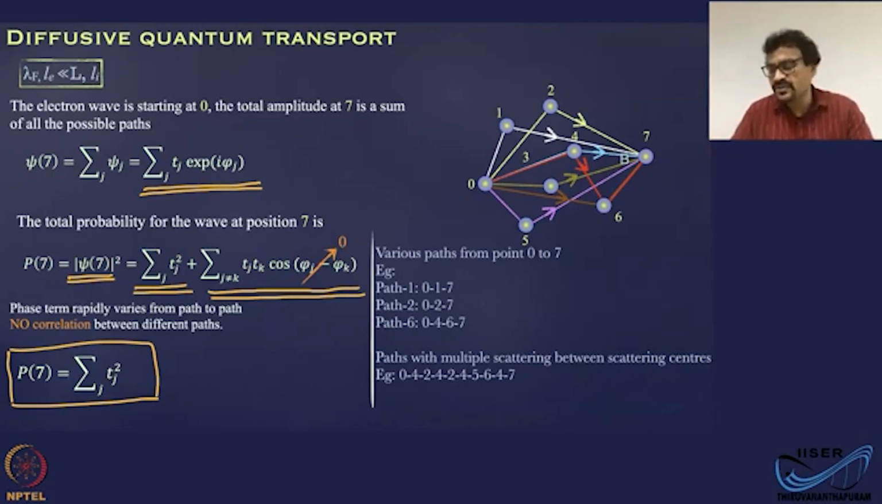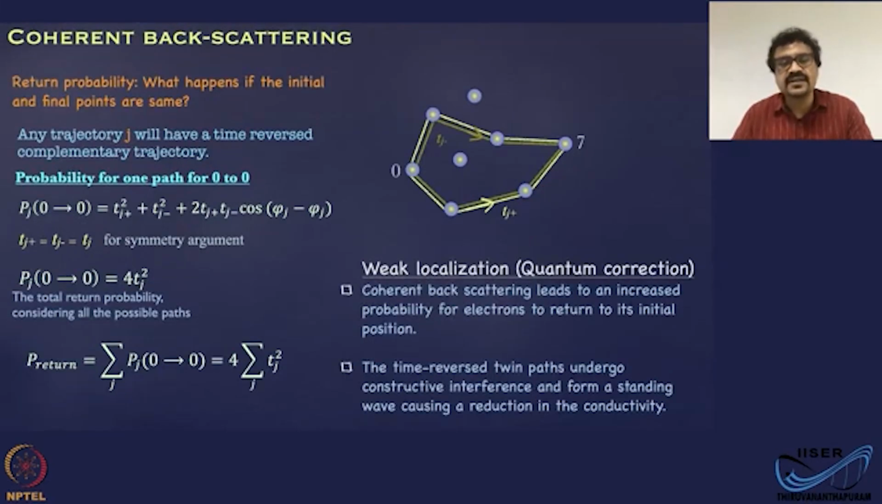With that picture, let us look at what the probability of coherent backscattering is. Backscattering means the return probability. What happens if the initial and final points are the same?